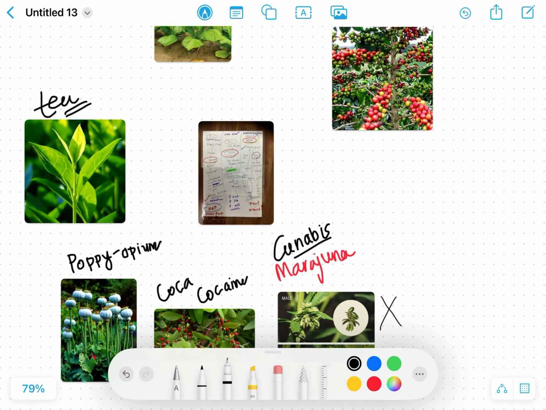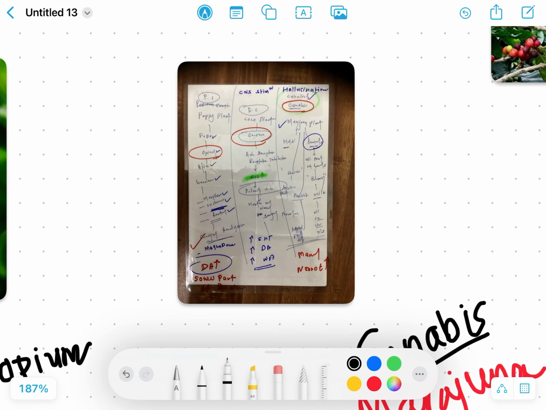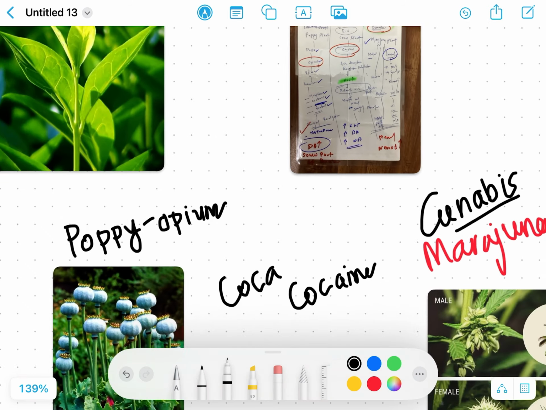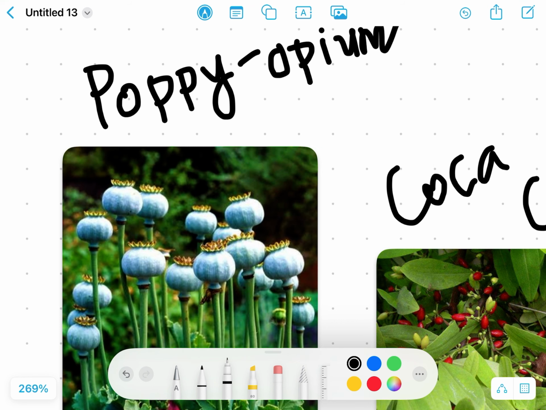Okay, so let's start with the forensic drugs of abuse plants. You should know that in NEET PG they will ask you what the plant looks like. First, there are three classifications of drug of abuse plants. One is opium. The poppy plant looks like this. We get opium from the poppy plant. Remember that.